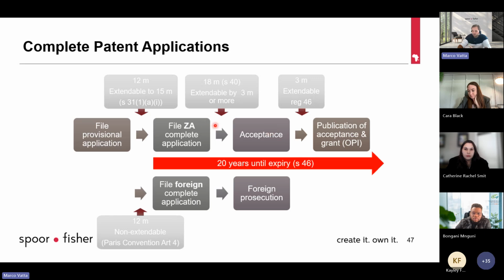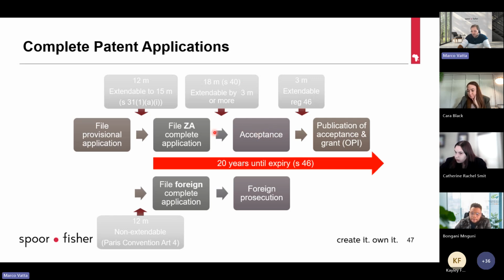So if you do not comply with those formal requirements within this time period, so if you haven't provided the patent office with proof that the rights have been assigned from the inventor to the applicant, as an example, within this 18-month period, then the patent office deems that application has lapsed and nothing further will be done on that application.